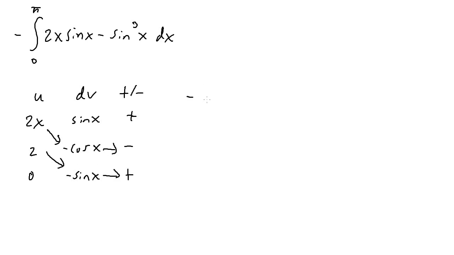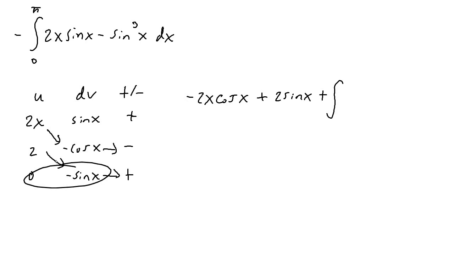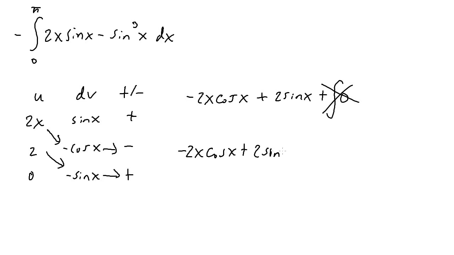So we have negative 2x cosine x minus a negative 2 sine of x, so plus 2 sine of x. And then we have plus the integral of 0 times negative sine of x, which is just 0. Integral of 0 is 0, so we don't even have to worry about that. So the integral of 2x sine of x is going to be negative 2x cosine x plus 2 sine of x. So now minus, we need the integral of sine cubed of x.